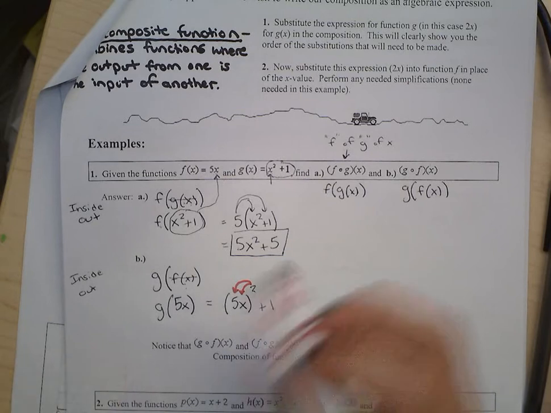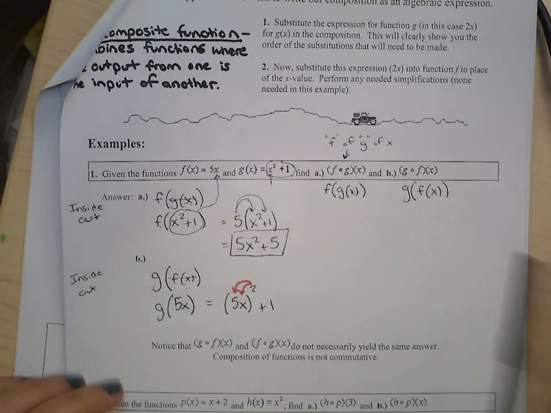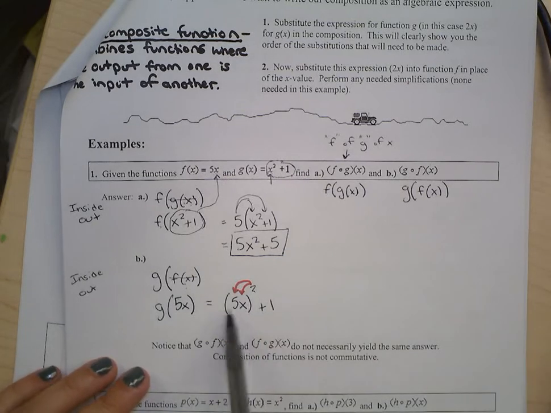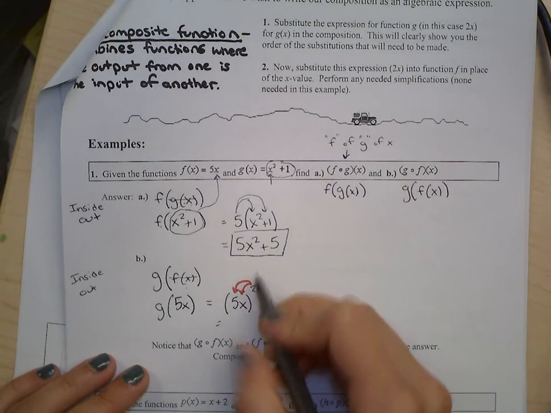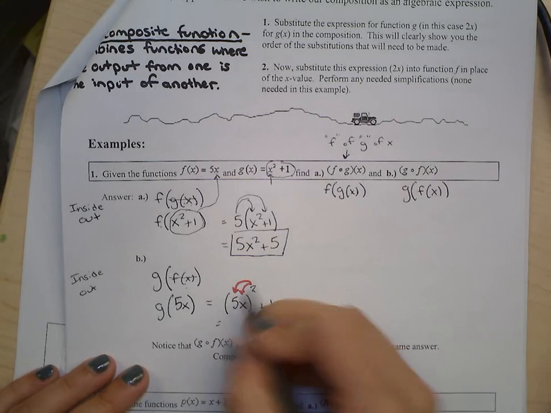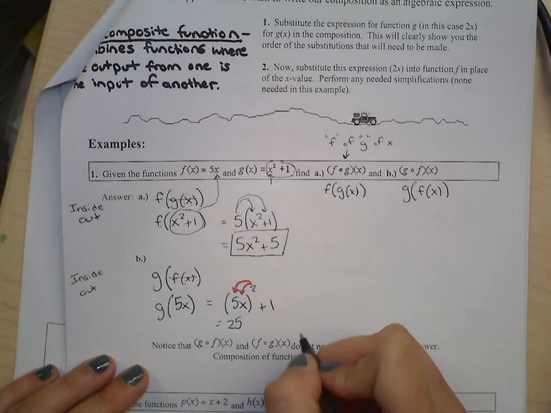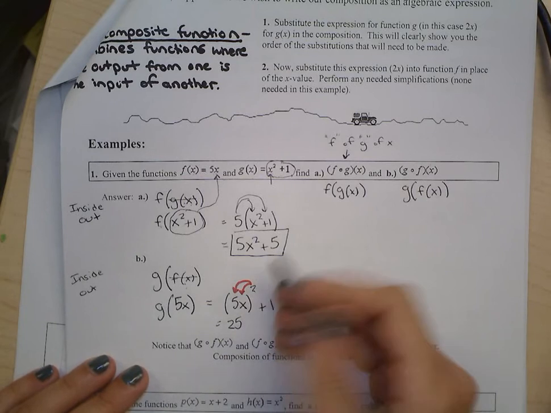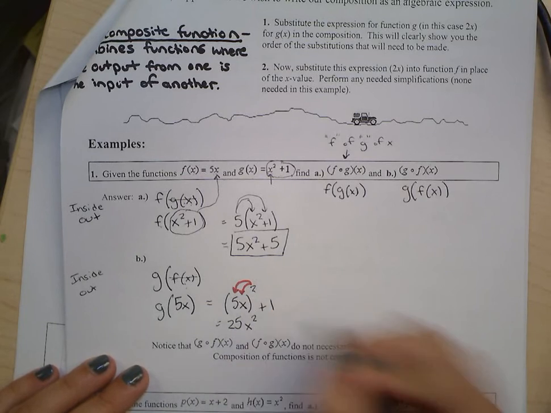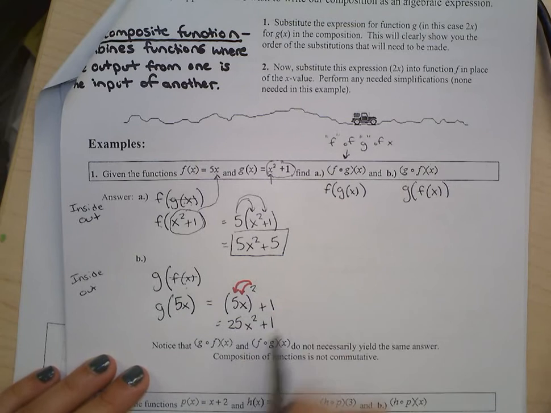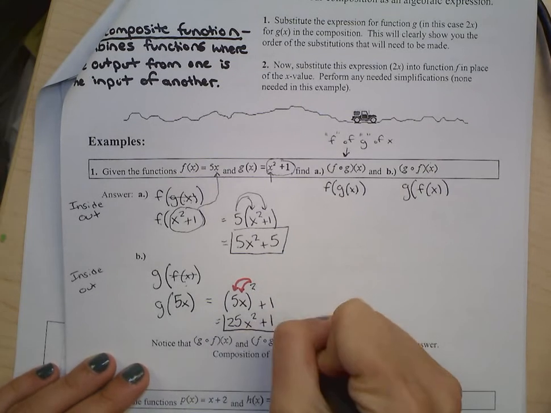Sorry. Okay. So I can distribute that squared term because there's no addition or subtraction. So 5 squared is 25. X squared is just x squared. And plus 1 on the outside. I can't combine like terms. So this is my final answer.